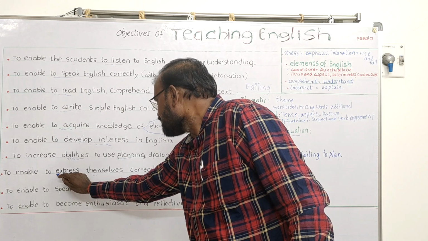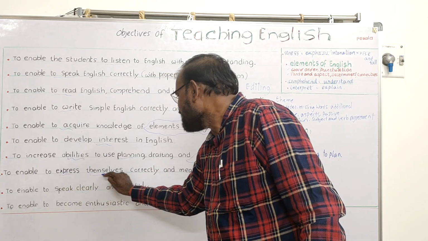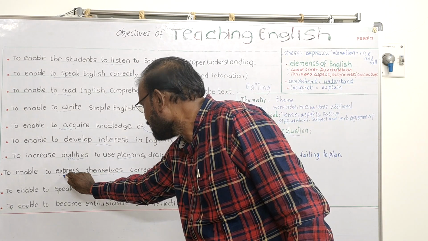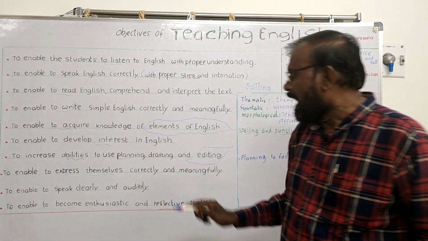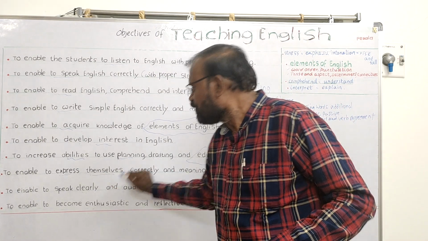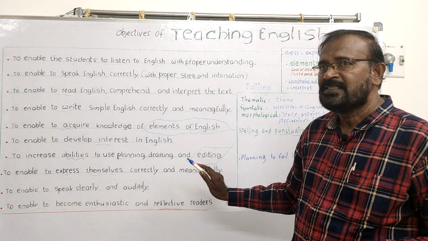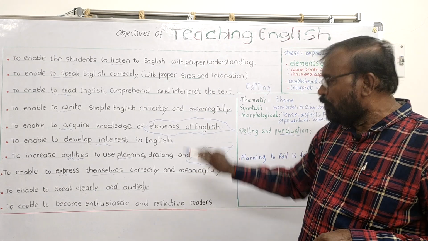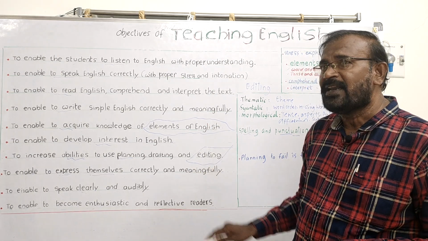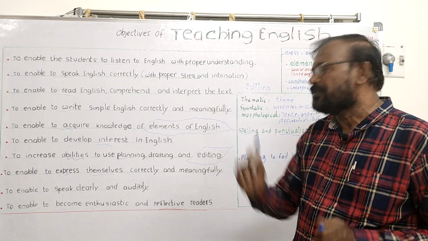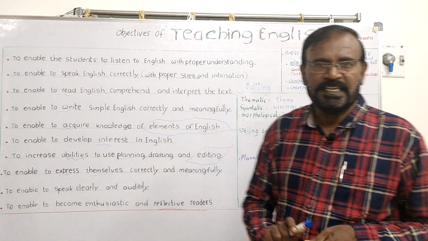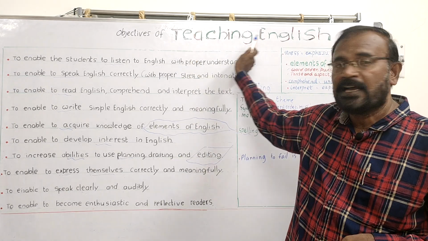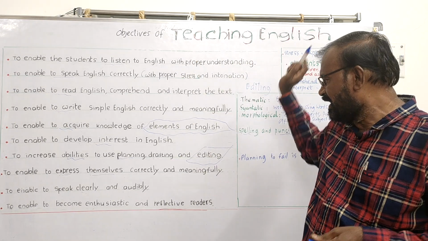And to enable them to express themselves correctly and meaningfully. It also comes to the speaking. And they have to use the language for their purposes themselves. It means we have to make our children independent users of the English language. That is one of the major objectives of teaching English.